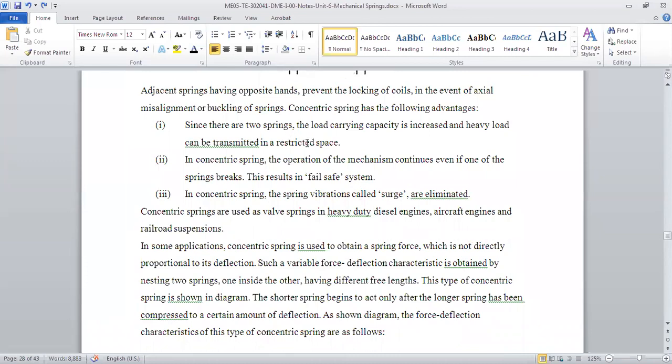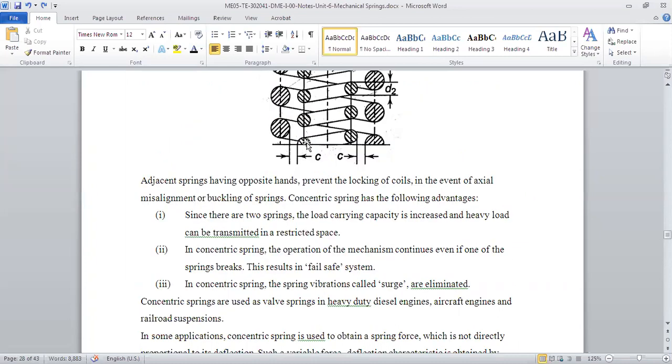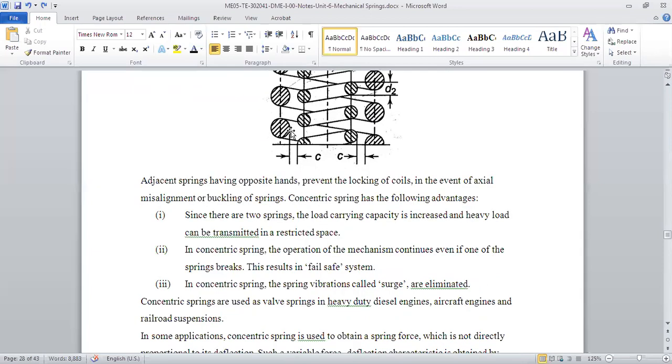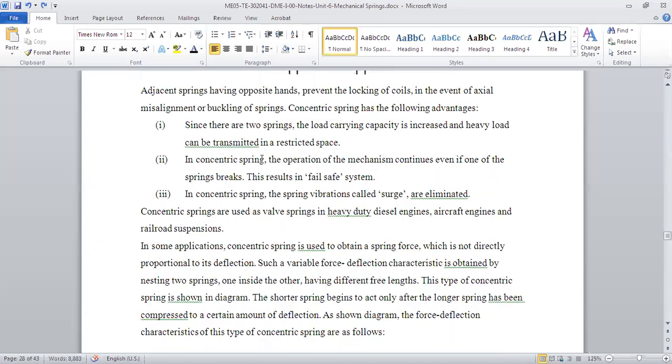Also, this is used when we want fail safe. As I said, parallel springs are fail safe. Why? Because if one spring fails, it breaks, the other spring can take some load, and the system will not fail. So this type of spring is fail safe. And importantly, with concentric springs there is something called surge. We'll talk about it in the next lecture. That surge is eliminated because of this concentric arrangement. The springs are concentric, surge is not there, right?